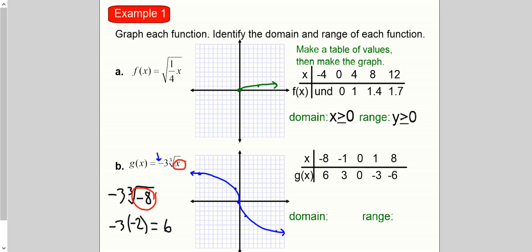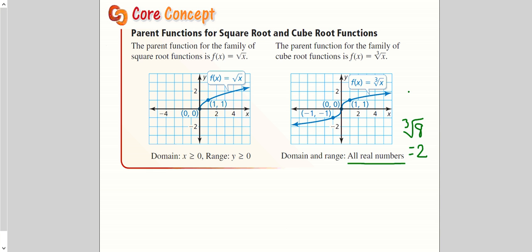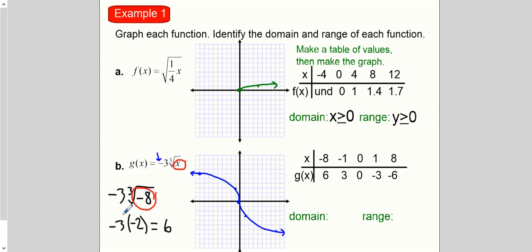So if we compare that to the parent function, here's the parent function. It flipped over the x-axis, so this is down and this is up, and it stretched, so it went out further than the original parent function. There it is. And then our domain is all real numbers, and our range is all real numbers.